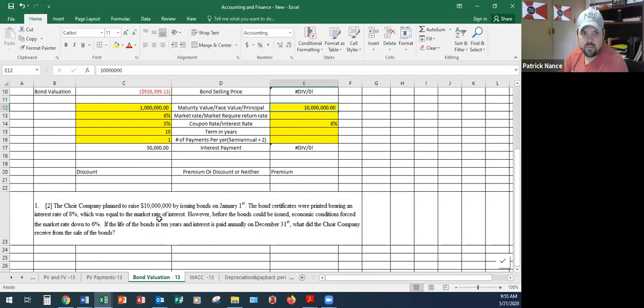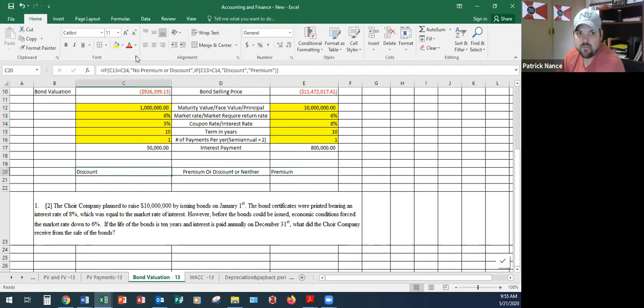It was equal to the market rate of interest. However, before the bonds could be issued, economic conditions forced the market rate down to 6%. So now the market rate, when I'm actually issuing it, is 6%. The life of the bond is 10 years, paid annually, so that's once per year. And so because my market rate is lower than my interest rate, people want this bond. Okay, so this will be sold at a premium.